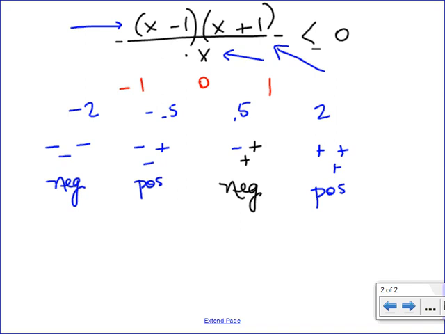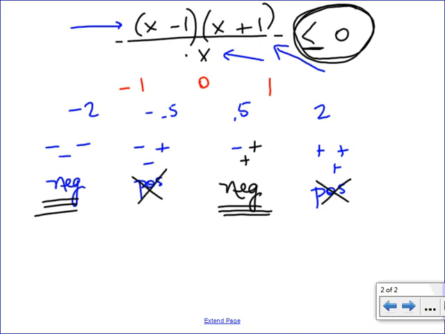Now, look at your original problem. It says we're looking for things that are less than or equal to 0. So I'm looking again for my negative answers. My positives don't work. That means, since I checked -2, that everything to the left of -1 and everything in between 0 and 1 will give me negatives. That would be negative infinity to -1 and 0 to 1 with a union in between them.